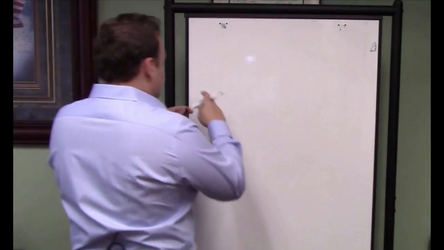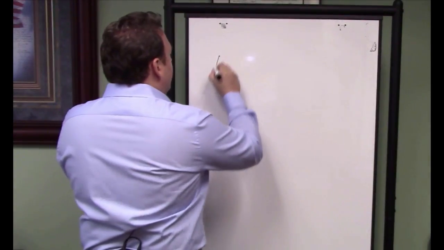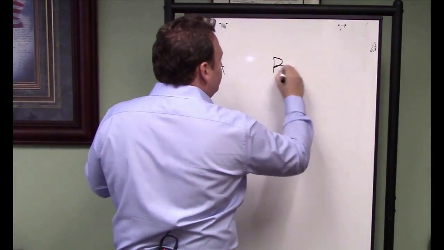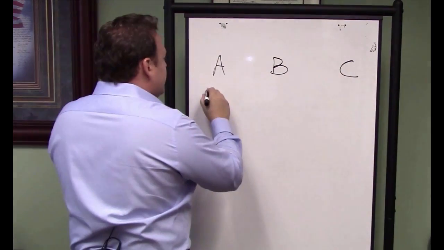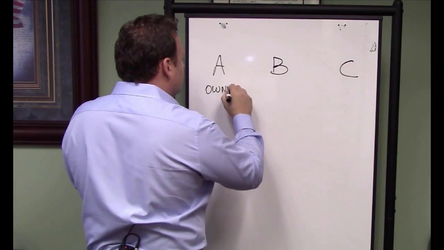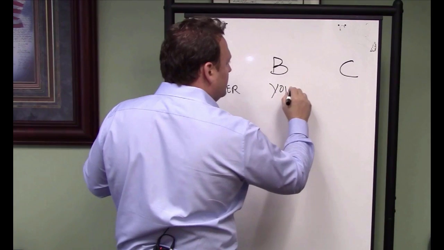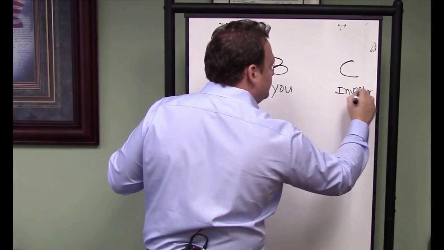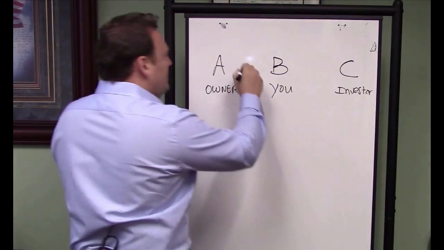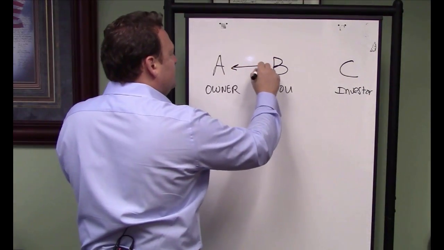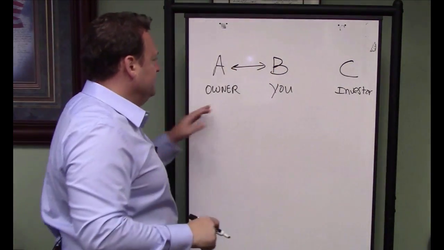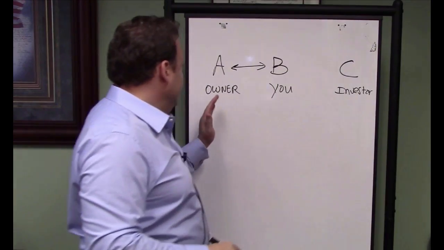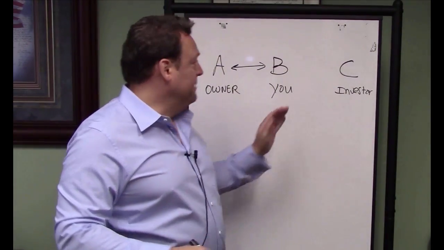Number one is called the contract assignment. So we have party A, party B, party C. A is the owner, B is you, and C would be another investor. So the idea here is you put a property under contract with the owner, between A and B, a purchase agreement where A agrees to sell and B agrees to buy.